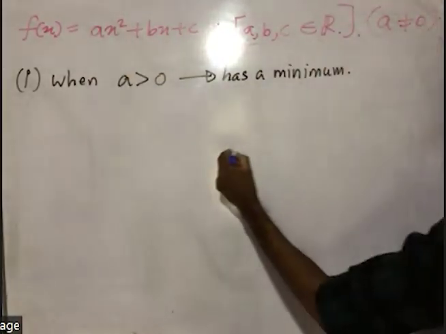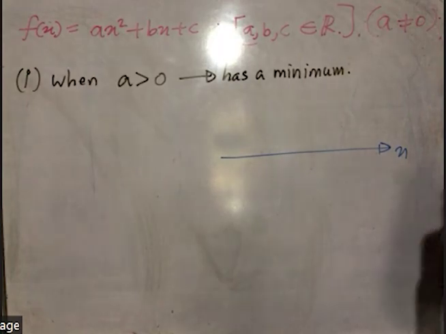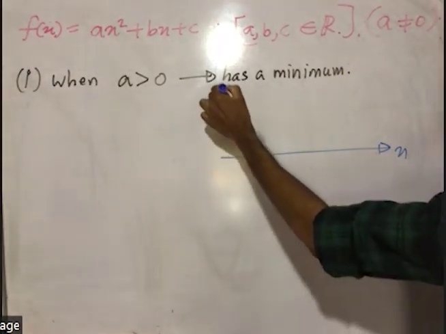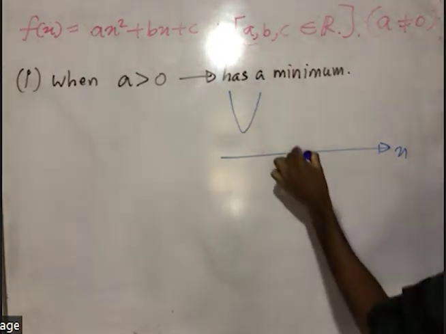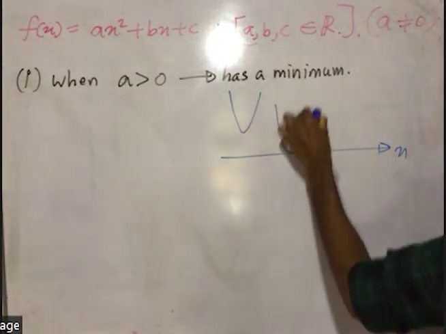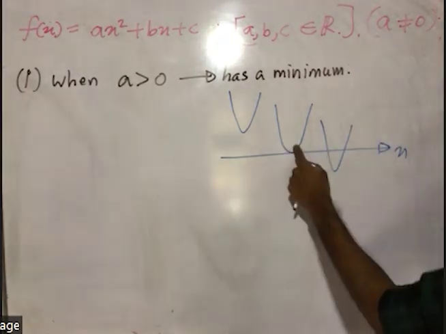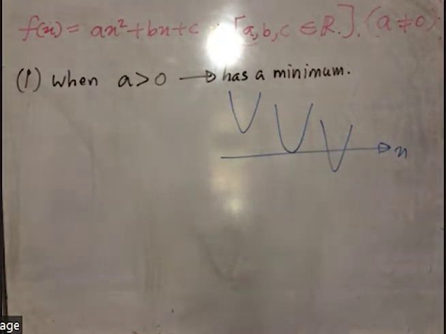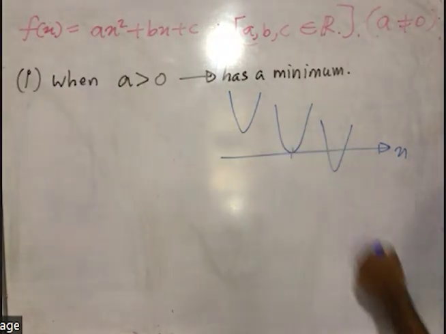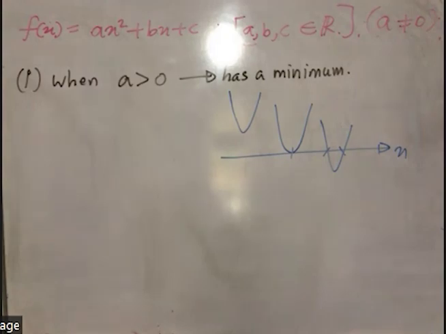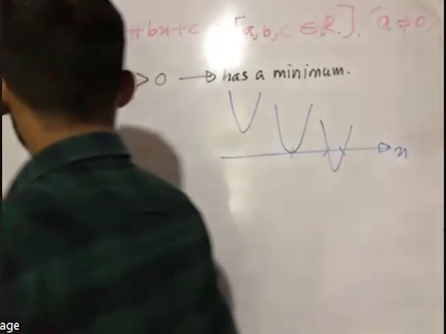Look at this one. This is the x-axis. The minimum graph can be like this, or like this, can touch the x-axis or can intersect the x-axis. So these three graphs have a minimum point. This graph is above the x-axis, this graph is touching the x-axis, and this graph is intersecting the x-axis.